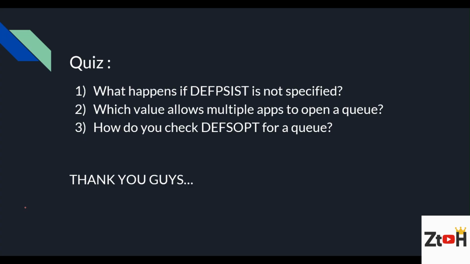Now we came to the end of the video. Let's have a quiz. First question. What happens if default persistence is not specified? Second question. Which values allow multiple applications to open a queue? How do you check default share option for a queue?